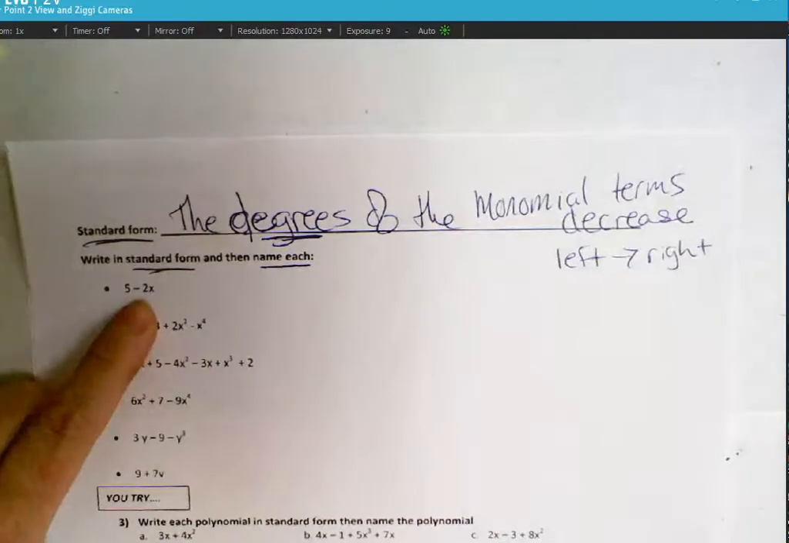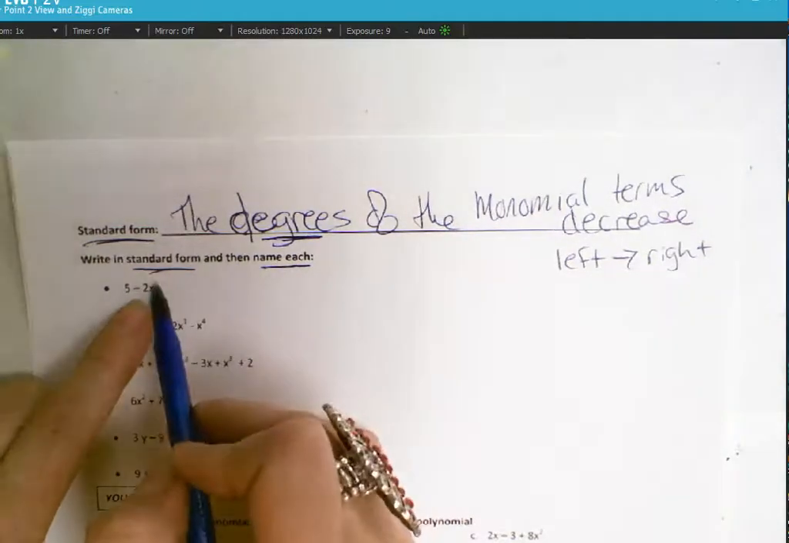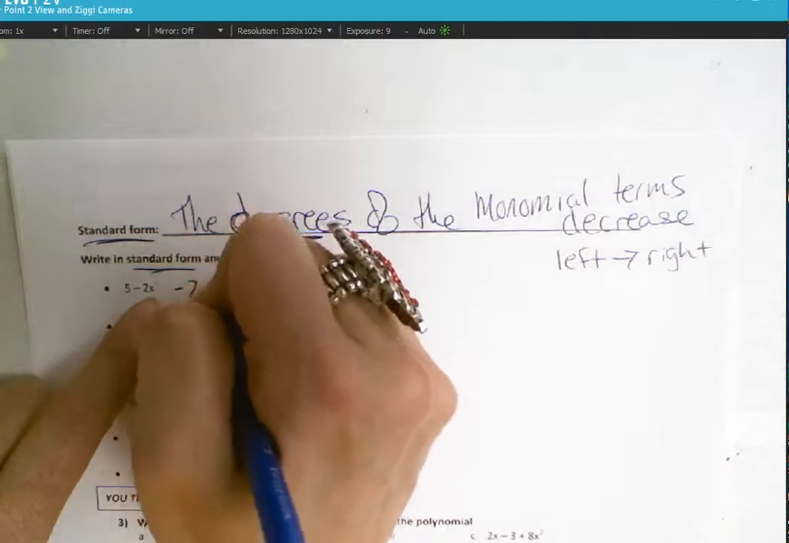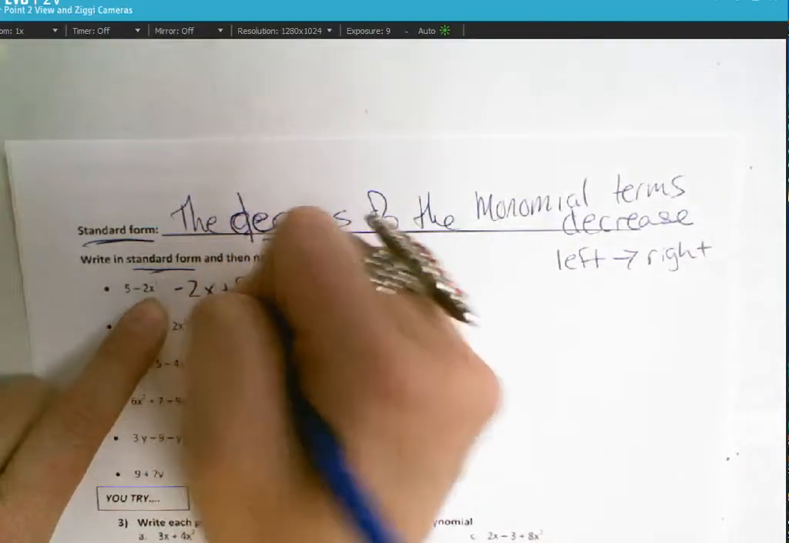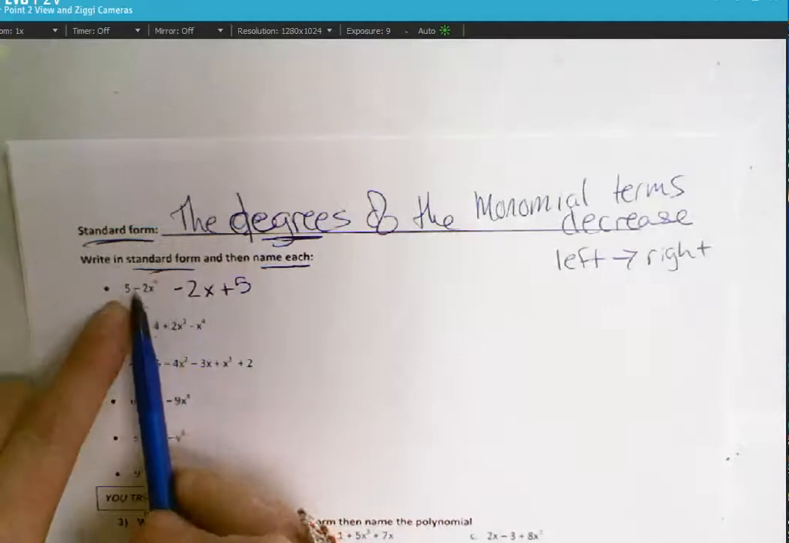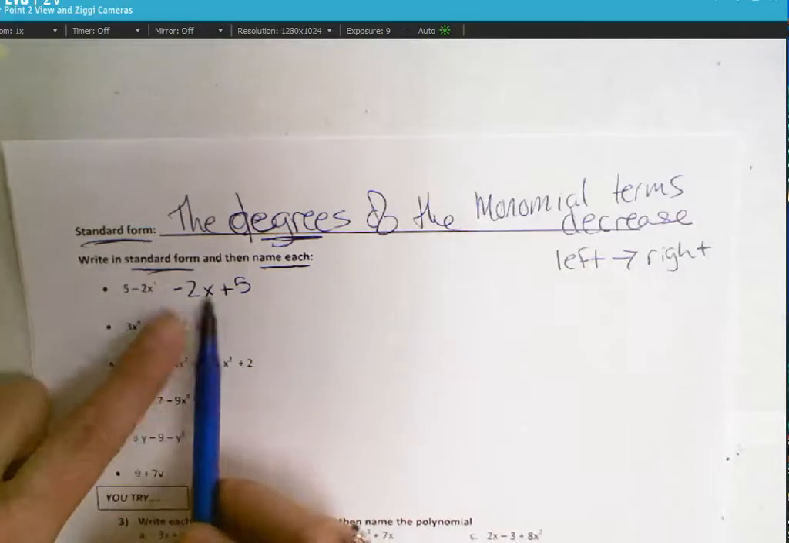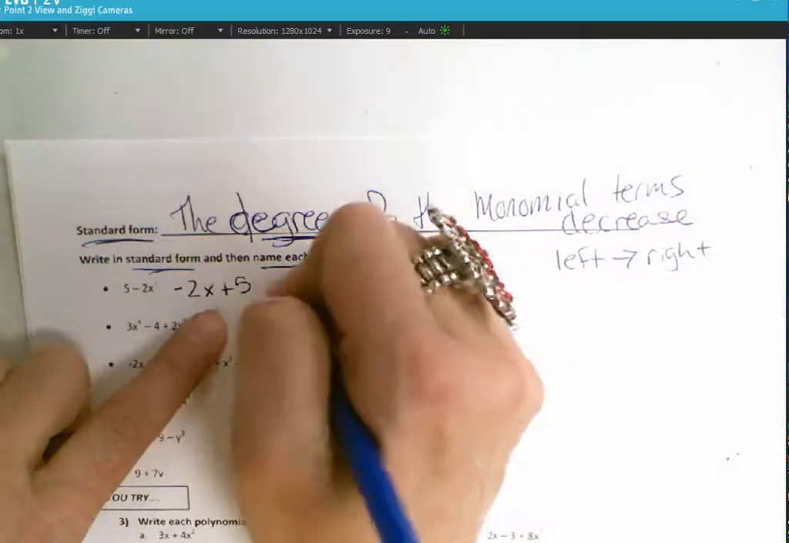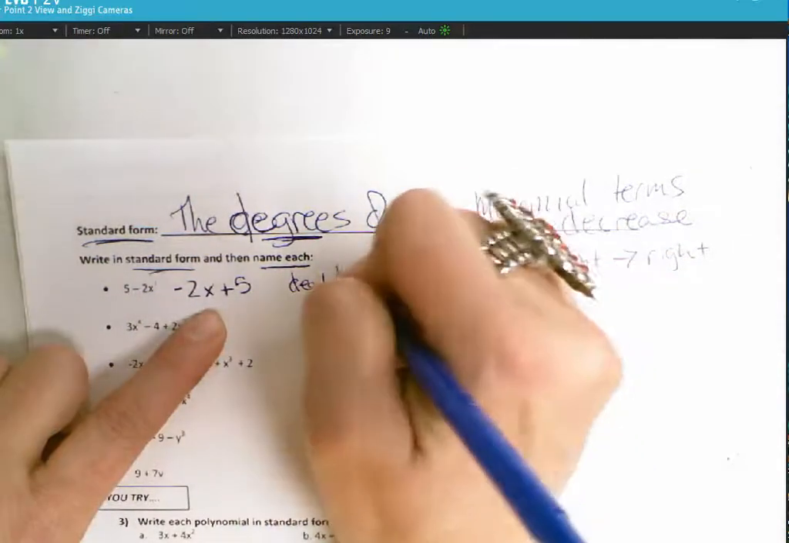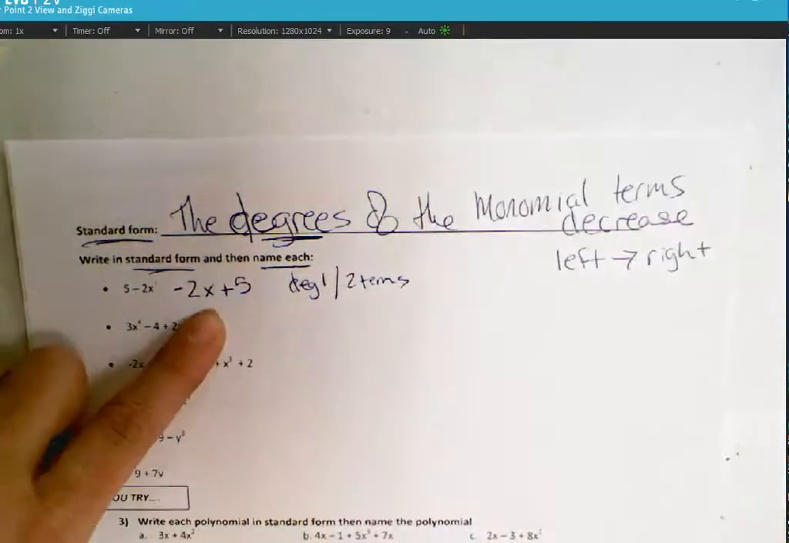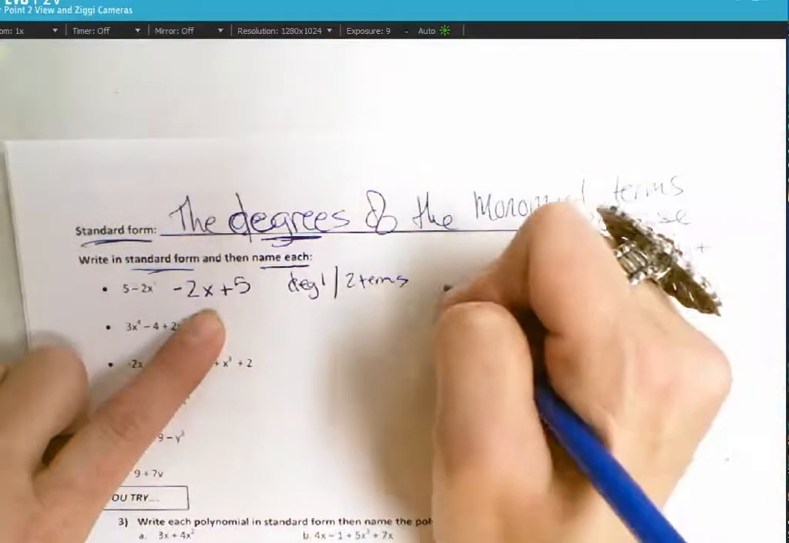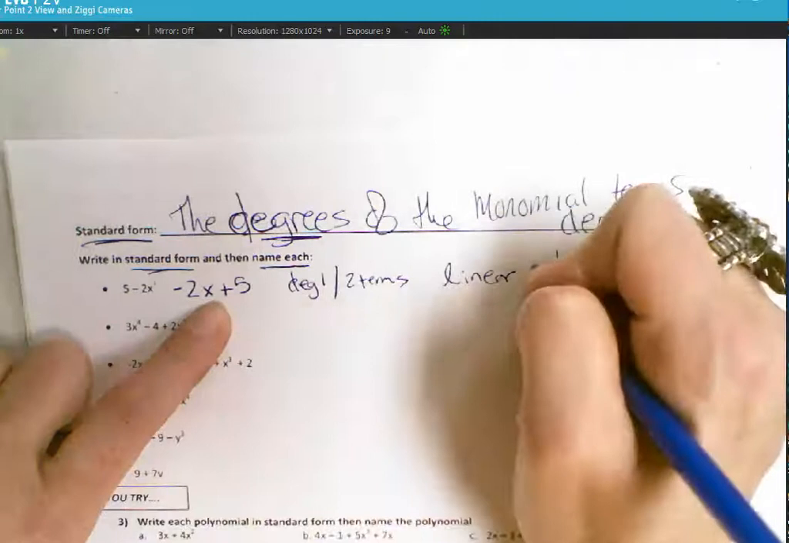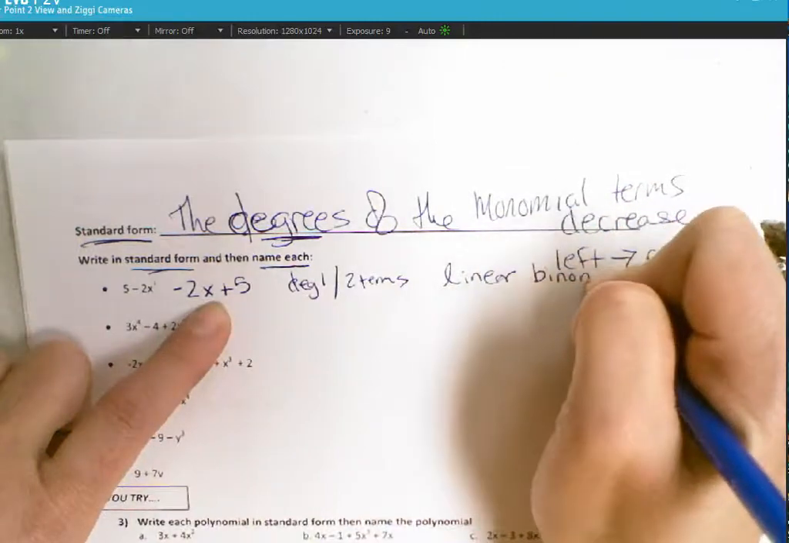So first we need to get this in standard form. It's the power of 1 here. This is the power of 0. So we need to have negative 2x plus 5. The sign in front of it needs to go with it. And this is a positive 5, so plus 5. So we have a degree of 1, and we have 2 terms. So we are going to name it. Anything to the first degree is linear. It has 2 terms like a bicycle, so it's binomial.